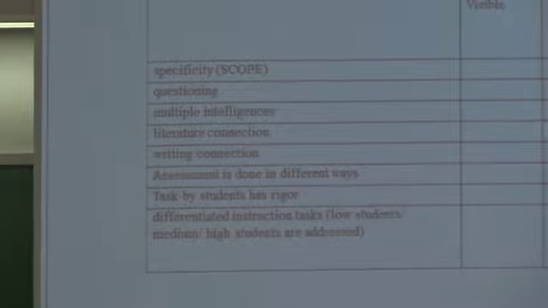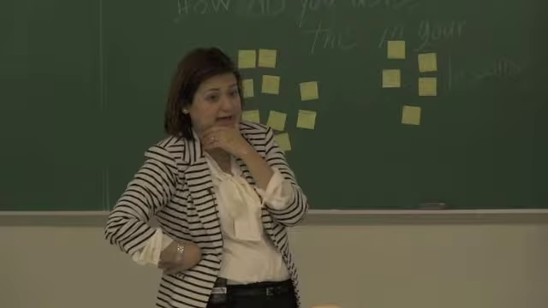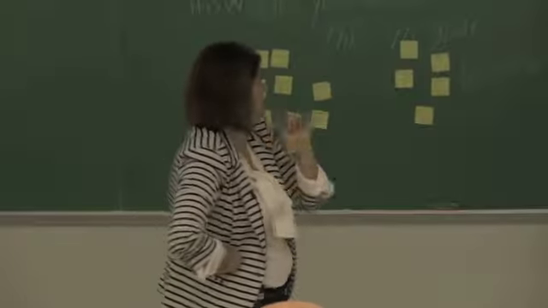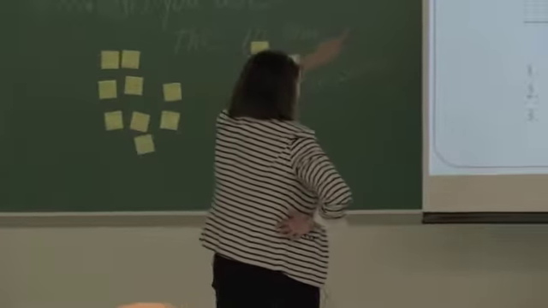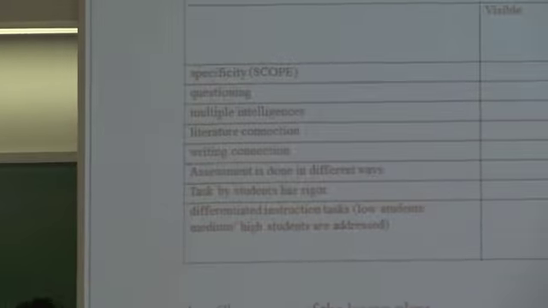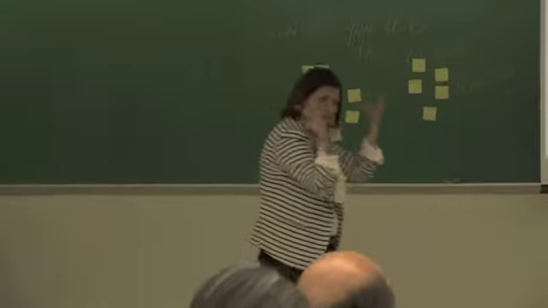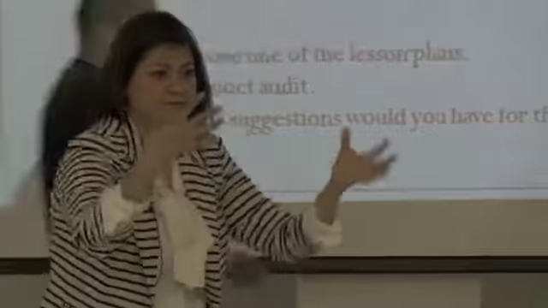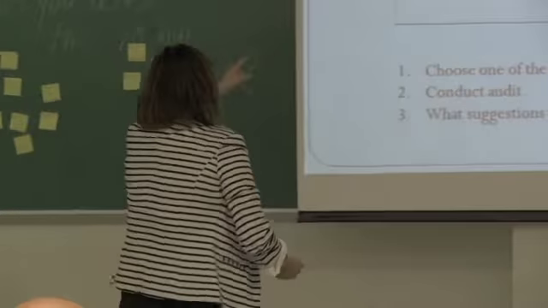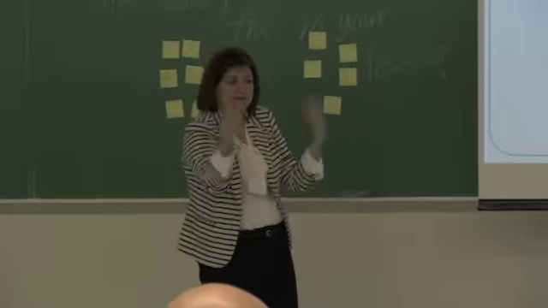Does it have that specificity? Is it visible? Not visible? If you are the administrator, if you're me, what suggestions are you going to have for this lesson plan? Does it have the questioning? Is it addressing multiple intelligences? What I mean by that is, is it helping my kids who are very active? Are they getting into groups? Do I have any art for artistic students? Do I have any music in them? My literature connection: do I make any connection with literature? Am I bringing in any of the writing?